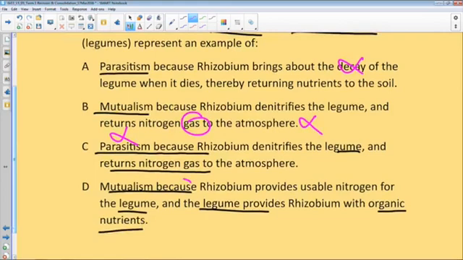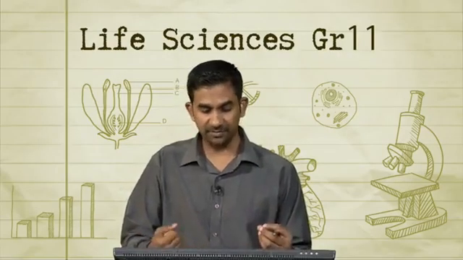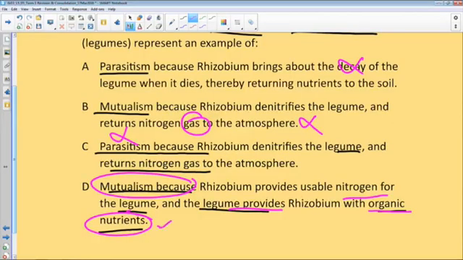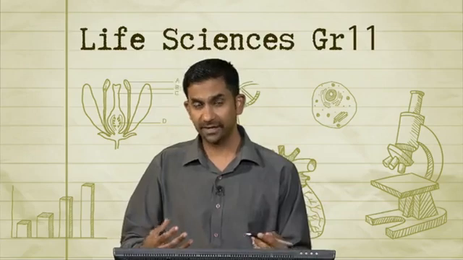So it's definitely mutualism, because it provides usable nitrogen for the legumes, and the leguminous plants provide the rhizobium with organic nutrients. And here we see the relationship between nitrogen-fixing bacteria and the root nodules of the leguminous plants, where it becomes mutualistic, where the rhizobium benefits from the organic nutrients and the plant benefits from the ability of the rhizobium to fix atmospheric nitrogen and convert that into nitrates. And essentially that is how the relationship exists between the rhizobium and the leguminous plants.